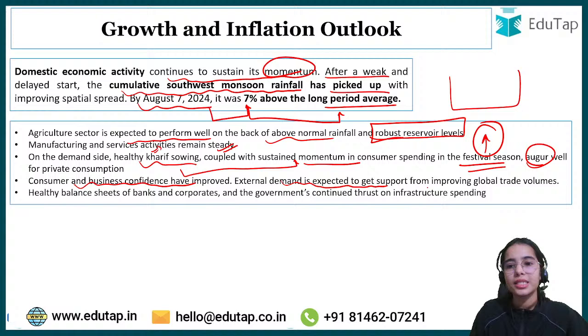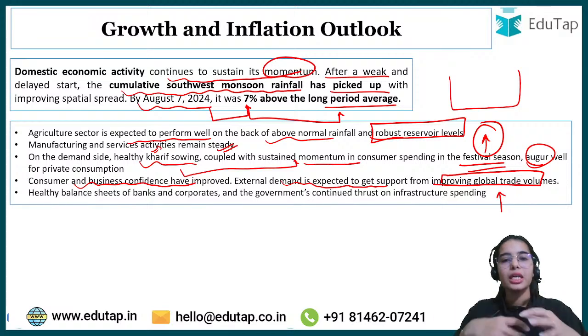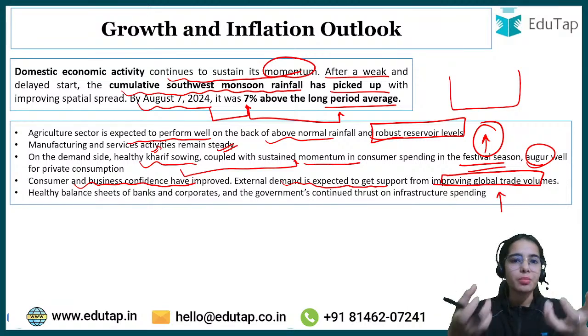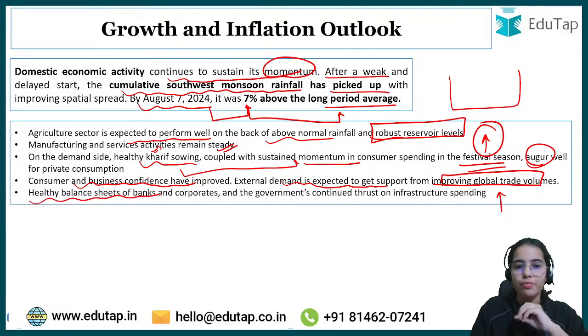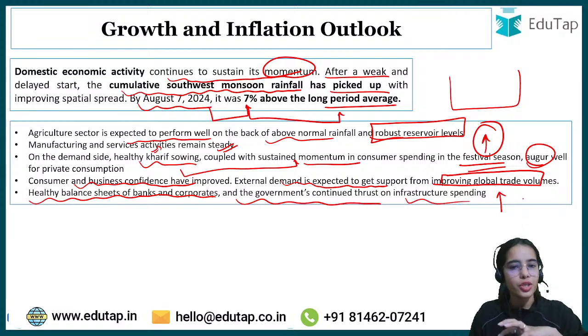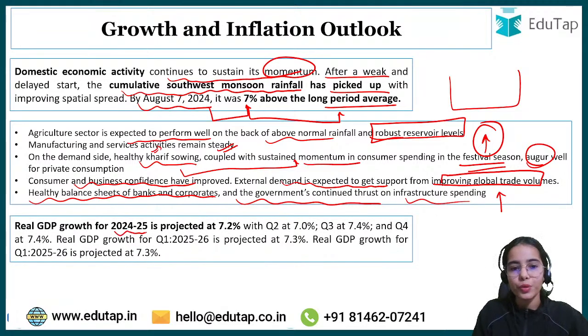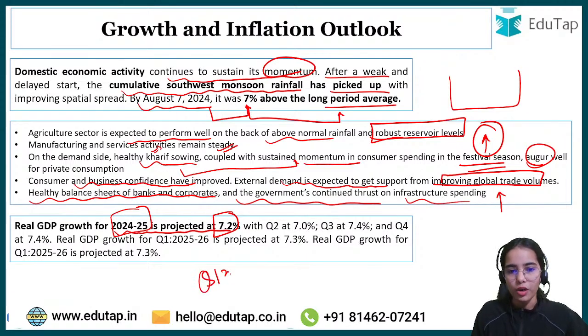External demand is expected to get support from improving global trade volumes. So with the global economy having stability again, the external demand is also rising. Okay. Healthy balance sheets of banks and corporates, the government's continued thrust on infrastructure spending. So all the sectors are performing very well in the country. Real GDP growth for 2024-25 is projected. So on the basis of all these factors, the real GDP growth for 2024-25 is projected at 7.2%, and for quarter 1 of 2025-26, the real GDP growth is expected at 7.3%. Okay.